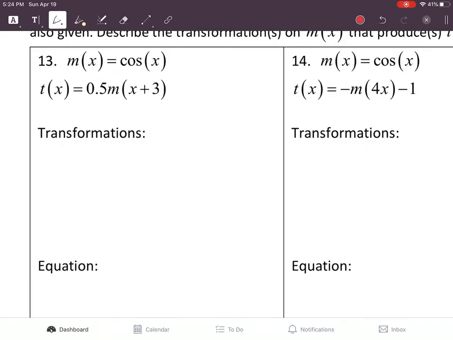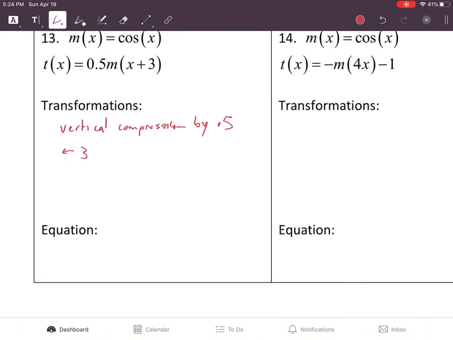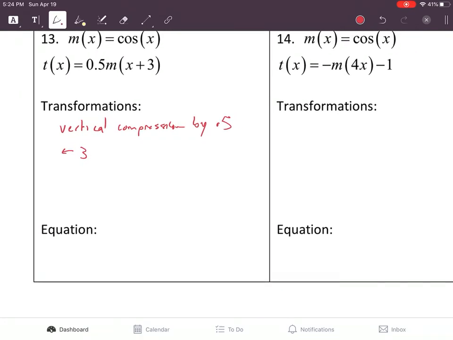So for the transformations, it is a vertical compression by 0.5. And there is a horizontal shift to the left by 3. So if you were to write this out, you'd have 0.5 times the cosine of x plus 3. And that would be your transformation.